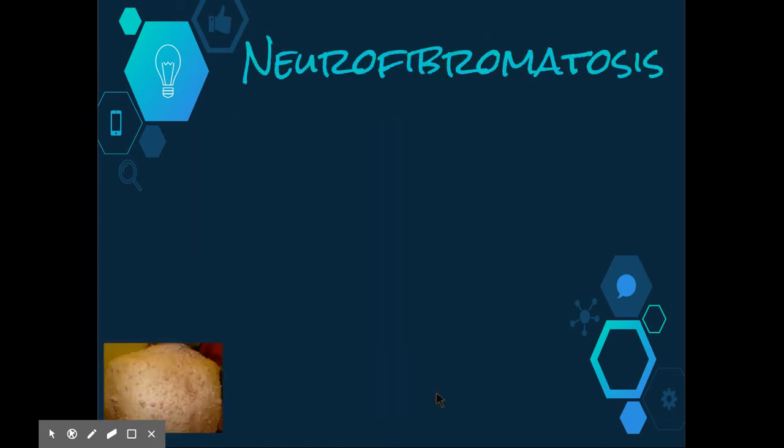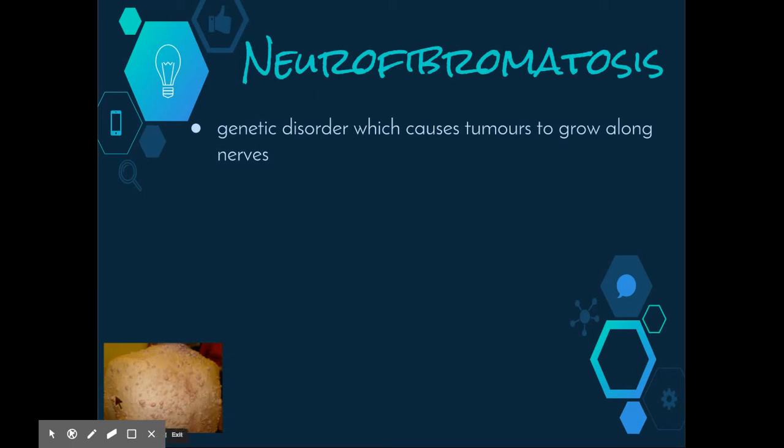The next disease is neurofibromatosis, which can be classified into two distinct types, so NF1 and NF2. Both of these are genetic disorders which cause tumours to grow along the various types of nerves. So as we can see in this picture here, all of these little bulbous type structures on the surface of the skin are actually tumours that are growing along the nerves.